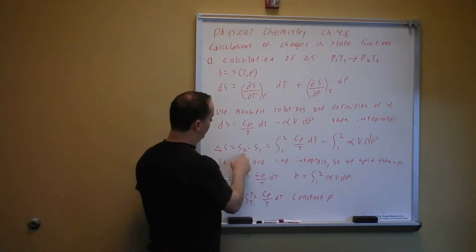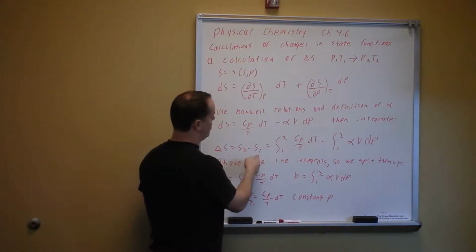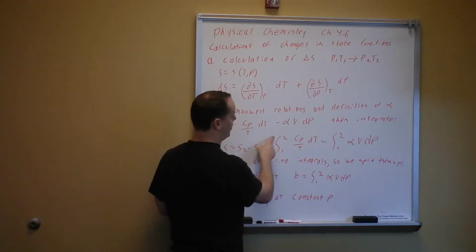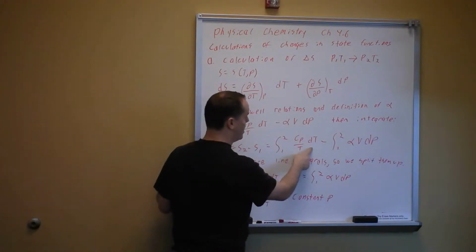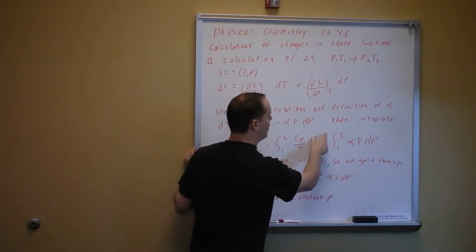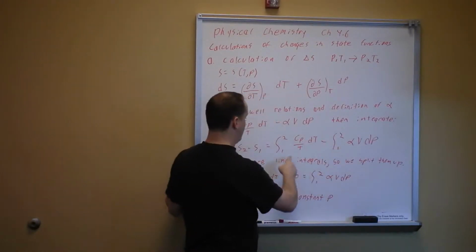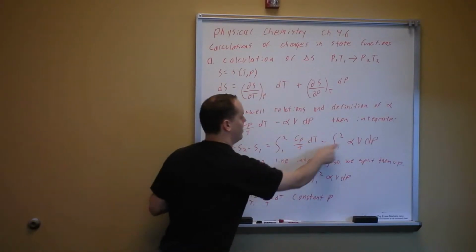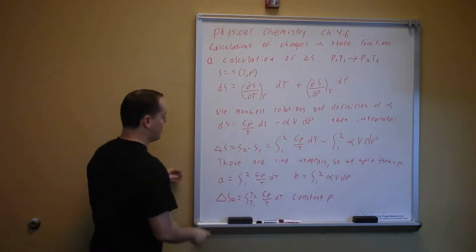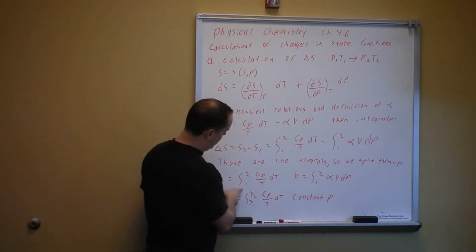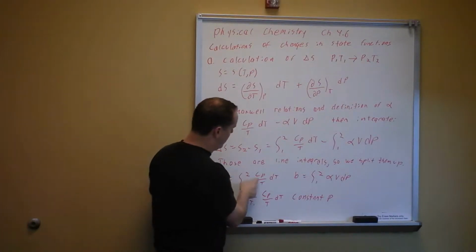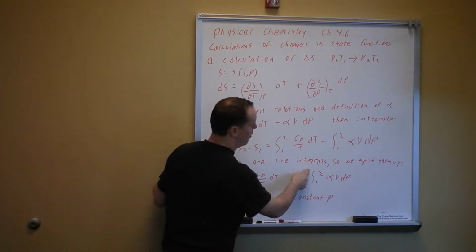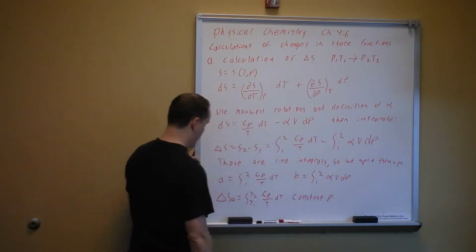So we'll get delta S is equal to the entropy at state 2 minus the entropy at state 1. And that's going to be the integral from state 1 to state 2 of Cp over T dT, minus the integral from state 1 to state 2 of alpha V dP. Now these are line integrals, and we're going to look at them separately because they're with respect to different variables. So we're going to say that A is equal to the definite integral from state 1 to state 2 of Cp over T dT, and that B is equal to the integral from state 1 to state 2 of alpha V dP.